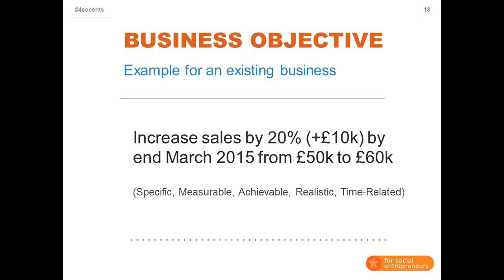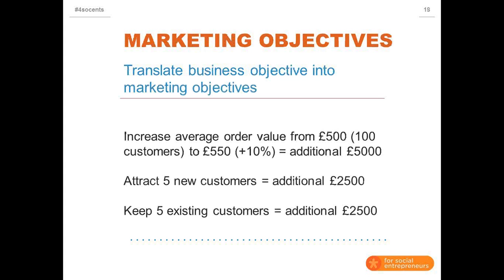If you're just starting out, obviously it's difficult. You need to set yourself a profit goal based on what you think you can sell less your costs, and this will give you a sales objective. You can obviously change this, but it's a good idea to start with something to aim for. Now let's see how we might change that into some marketing objectives. Marketing objectives come from your business or your financial goals, but they tend to be more focused on customers.